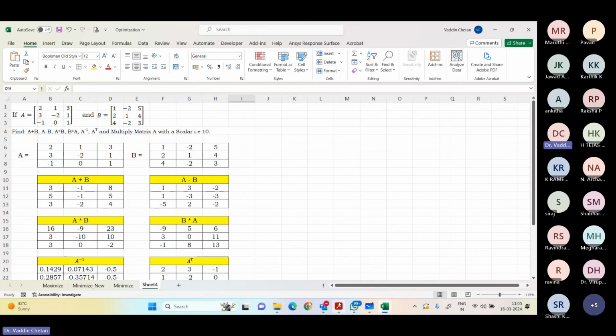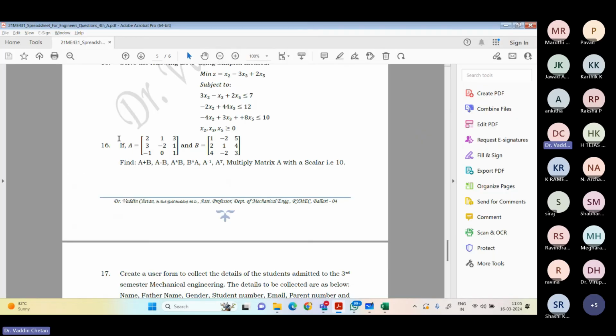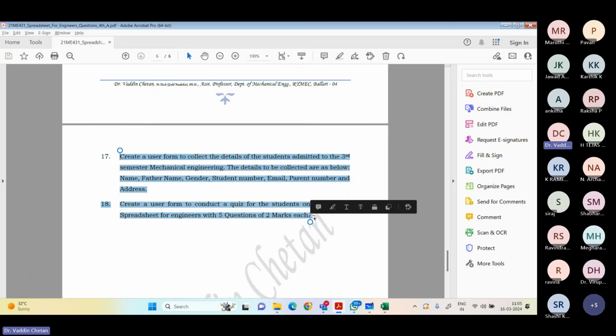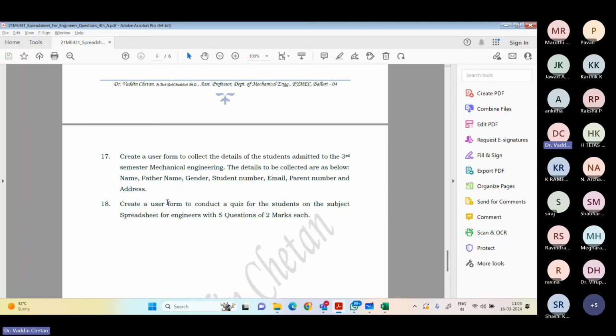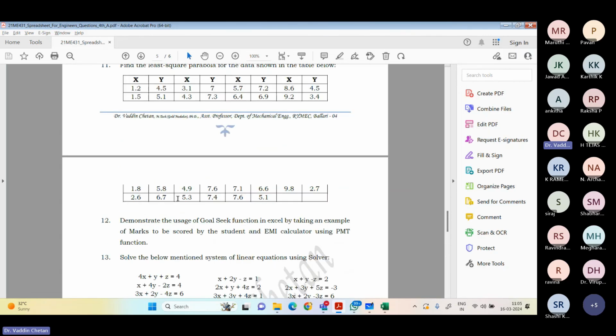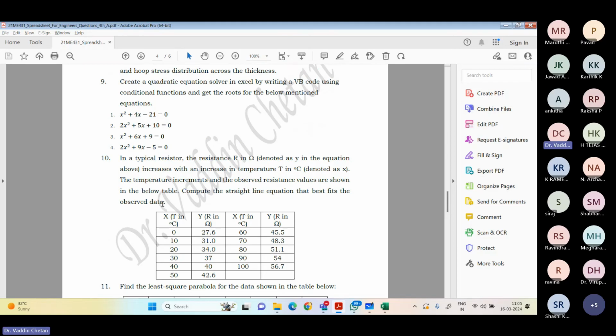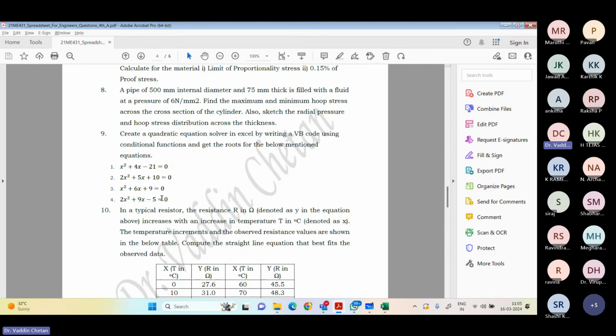This is how we can solve the 16th problem, that is matrix. And we have been left with two problems. So let me do these two and I will wind up for today. And the rest, that is least square parabola and resistor problem, these two will be left behind.